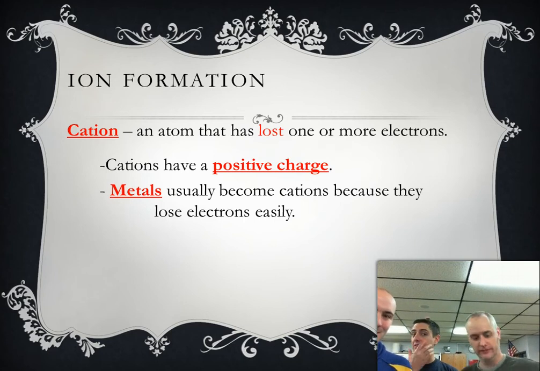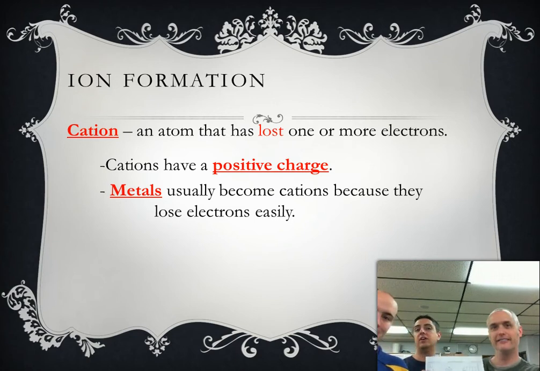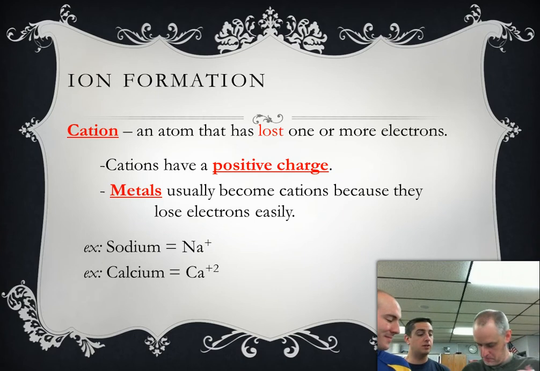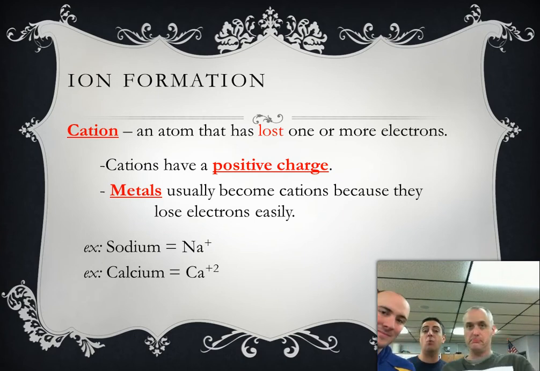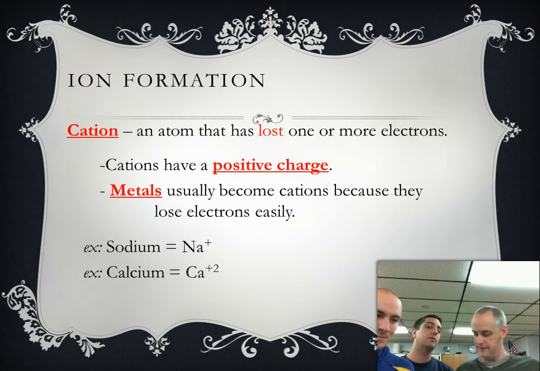Metals, if you forgot, are on the left-hand side of that little funky staircase thing, like that. And they usually will lose electrons. Another way to think of it: if you look at sodium, sodium is positive because of +1. It's in that first column. It has one little valence electron, so it's far easier to lose it than to try to gain 7 more. So it loses that one and becomes plus.